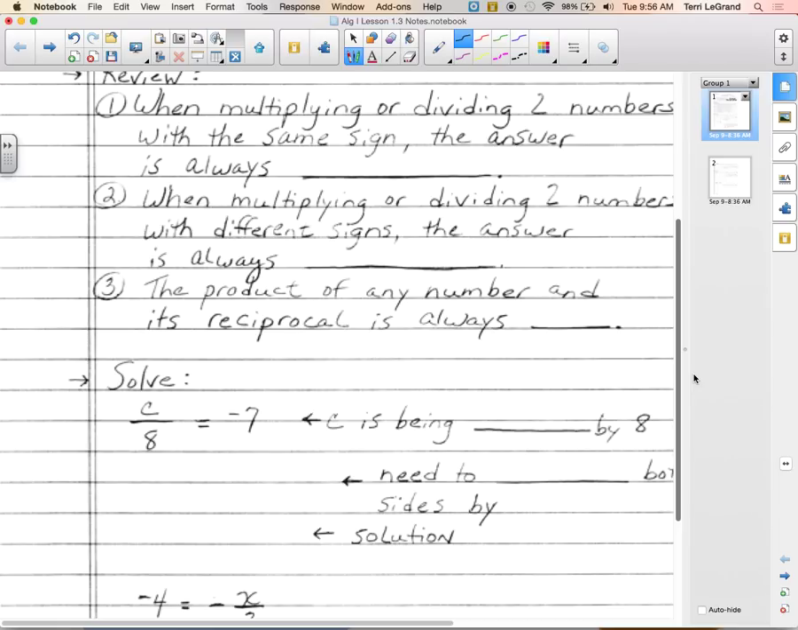When multiplying or dividing two numbers with the same sign, in other words, a positive and a positive, or a negative and a negative, the answer is always what? What's the answer always when you multiply two numbers of the same sign, or you divide two numbers, Brendan? Positive. Always a positive answer. Always. So a positive times a positive is a positive. A negative times a negative is a positive. Same thing with division. And the reason that they have the same rules is because they're inverse operations.